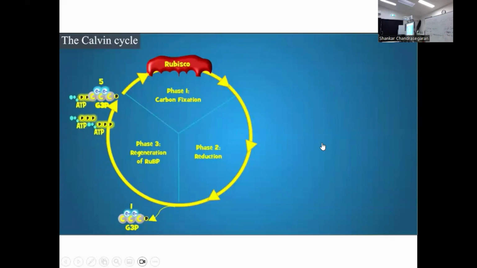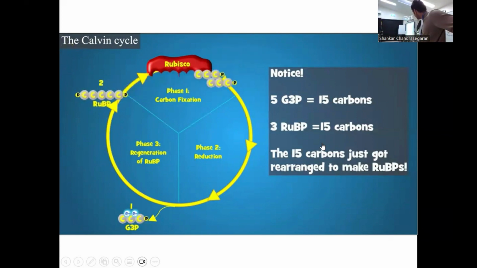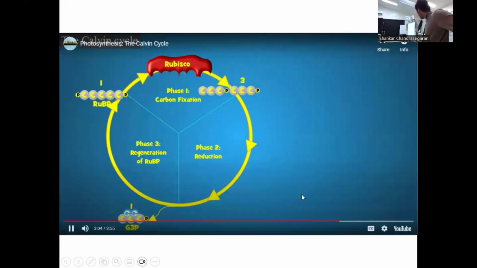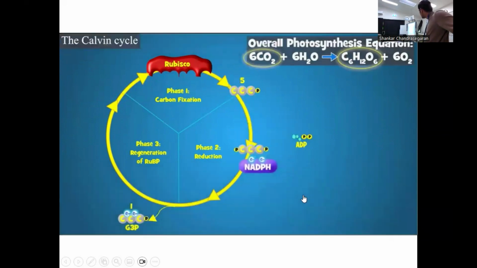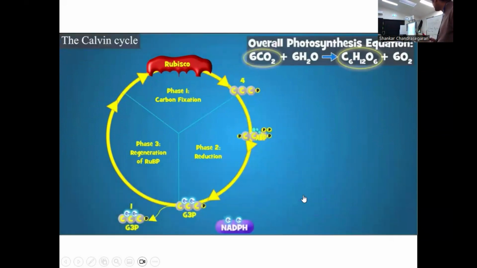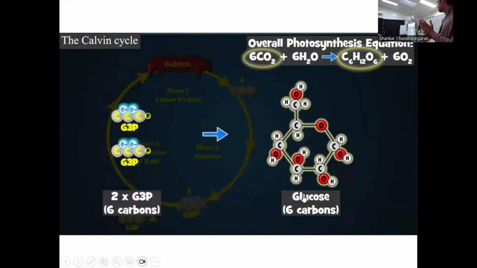Let's watch. Now that we've completed the Calvin cycle for 3 carbon atoms, let's go through the process again so that we can make glucose. Remember, our overall photosynthesis equation has 6 carbon dioxide being used to make 1 glucose molecule with 6 carbons. With this in mind, how many G3Ps are needed to make 1 glucose? You said 2. You are correct.